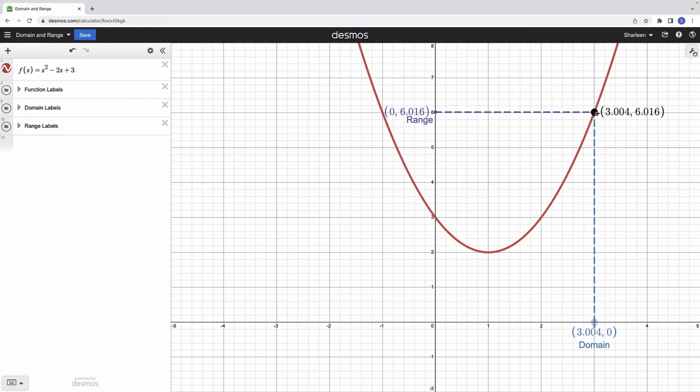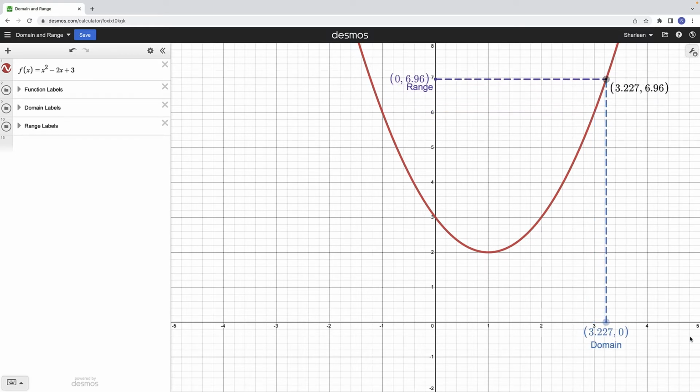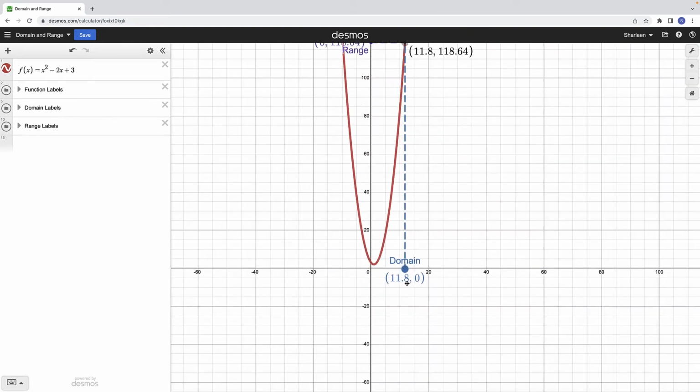It looks like I can keep dragging this point. All of these x values tending toward positive infinity are in the domain. If I unlock the viewport, I can use my mouse or the plus and minus buttons on the upper right hand side to zoom out. When I zoom out, I can see a much larger picture of the graph. It looks like all of these x values as x goes toward positive infinity are in the domain. And if I move the point toward negative infinity, we see that all of these x values are also in the domain for the function.